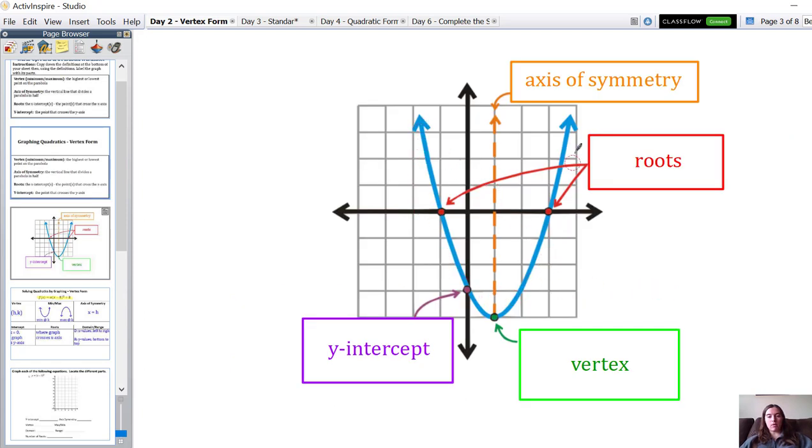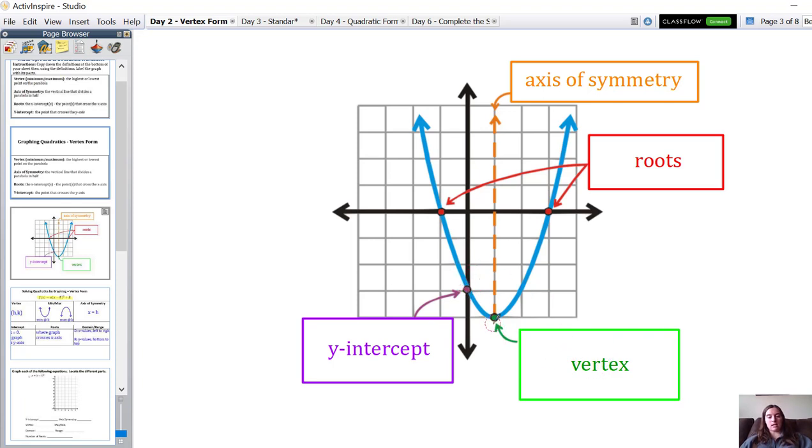It's this U shape. Our axis of symmetry is this vertical line that's dividing our parabola perfectly in half. It's always going to go through the vertex. Our roots in this situation are where we're crossing the x-axis. Here we have two. Sometimes we have only one. Sometimes we don't have any. The y-intercept is where our graph is crossing the y-axis.